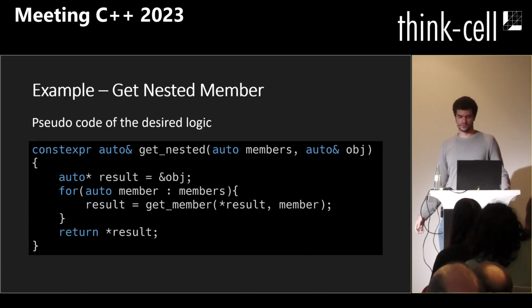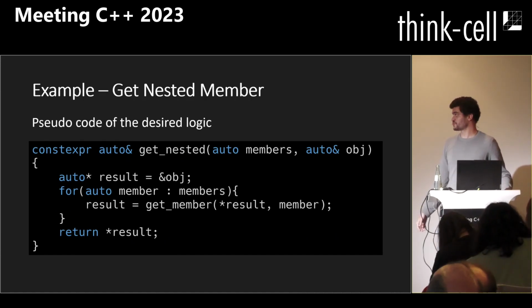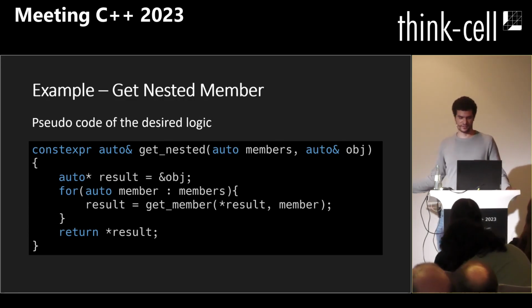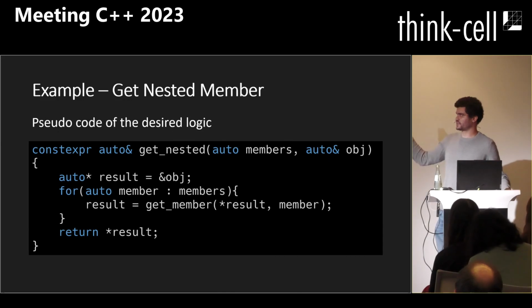Now we need a function to get the nested data member from an object. This is an approach that I sometimes use when writing compile time code. I first write it as pseudocode-like runtime code, just to get the basic logic going. So first we create a result that points to the input object. Then we iterate over the data members and call get member to get the next nested data member and store it in the result. Finally, we return the result, which will be the most nested data member that we want to get.